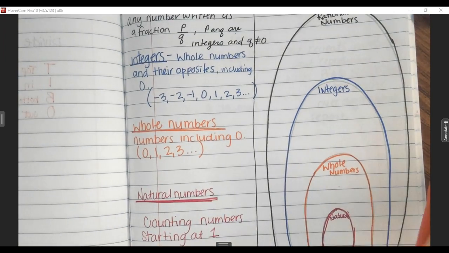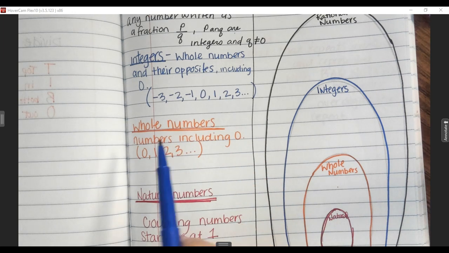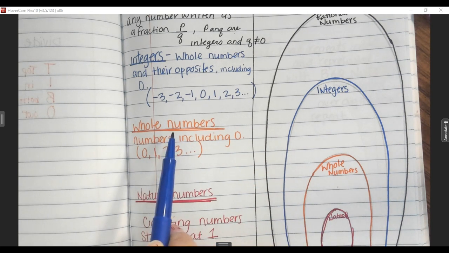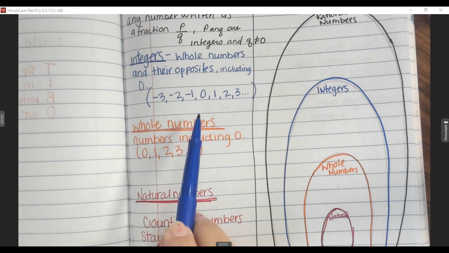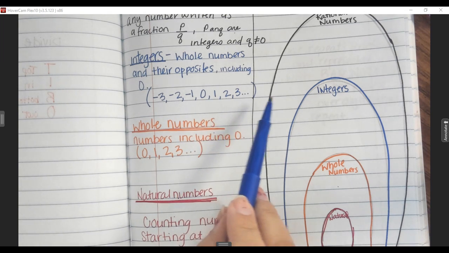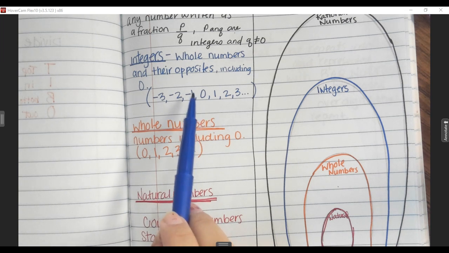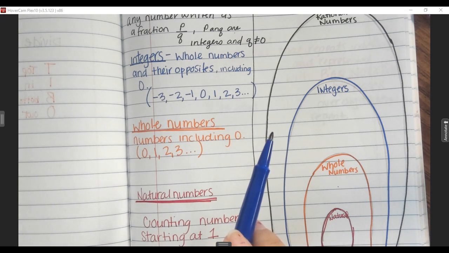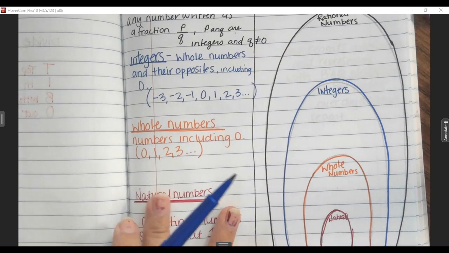The next one we have is integers. And we know about integers. Integers are whole numbers and their opposites. So it's going to include these whole numbers here, 0, 1, 2, 3, and so on. And it's going to include their opposites. So it could be negative and positive whole numbers. Okay. So we already know what those are.